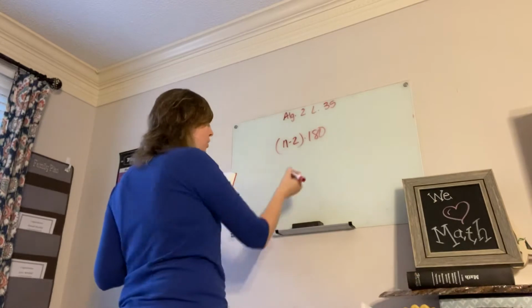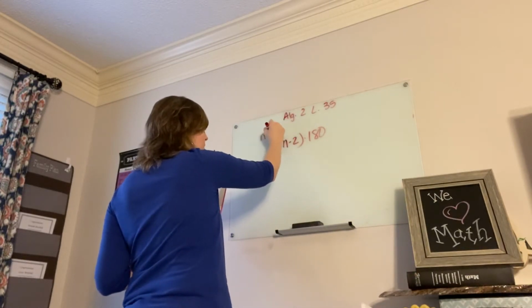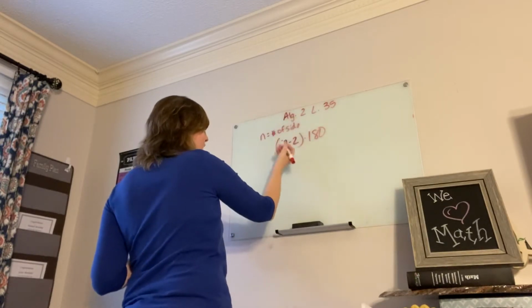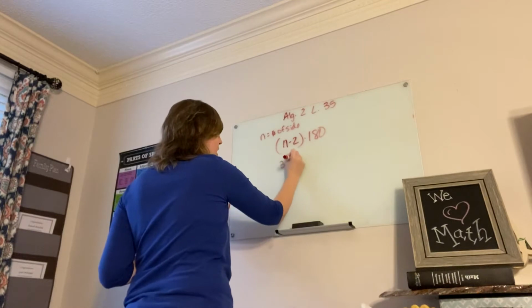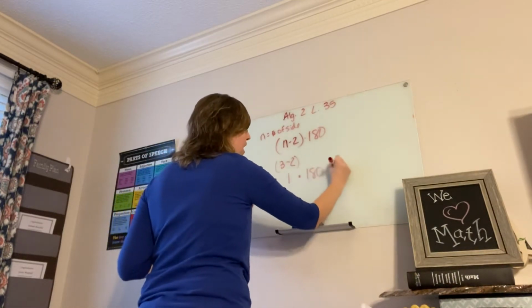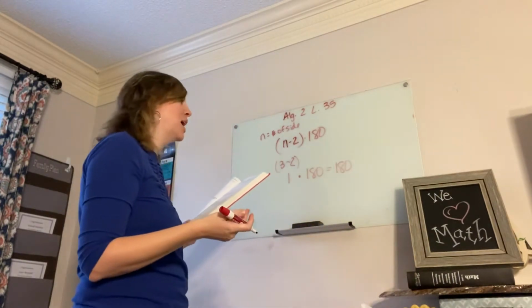So we know that every triangle has 3 sides. So n simply means the number of sides. So if I have a triangle that's 3-sided, 3 minus 2 is 1. 1 times 180 is 180 degrees. So that formula holds up for a triangle.